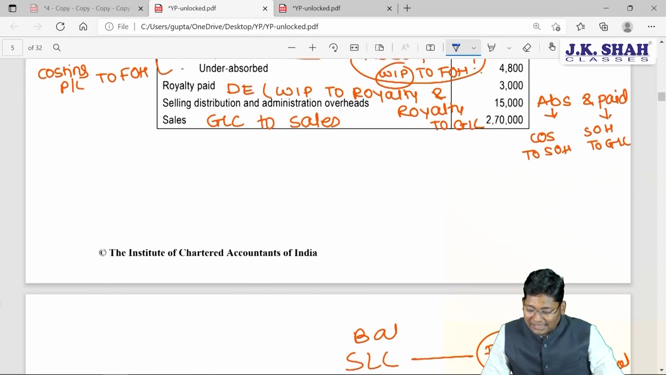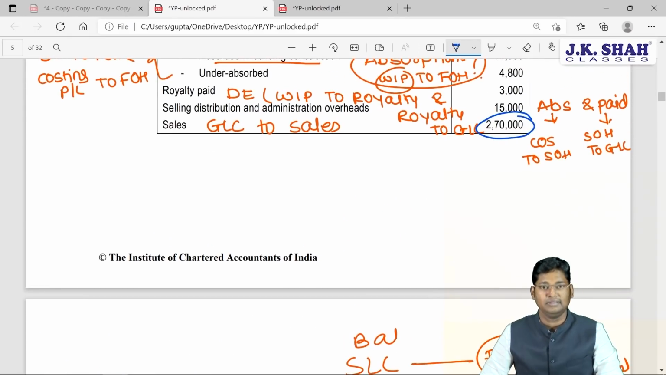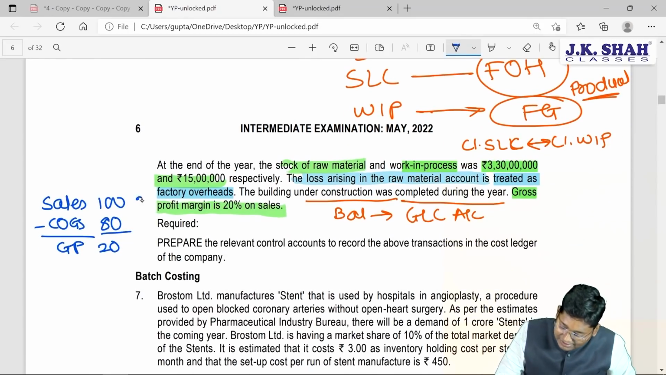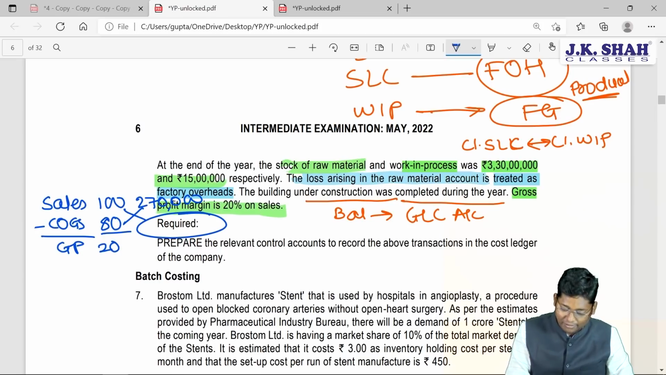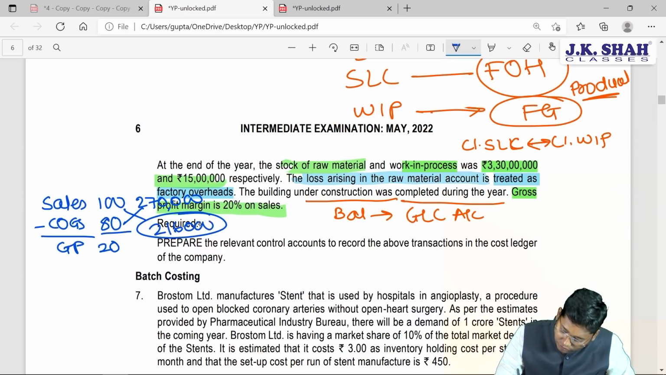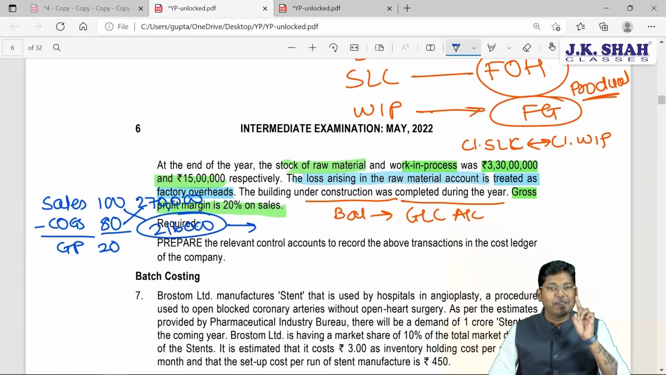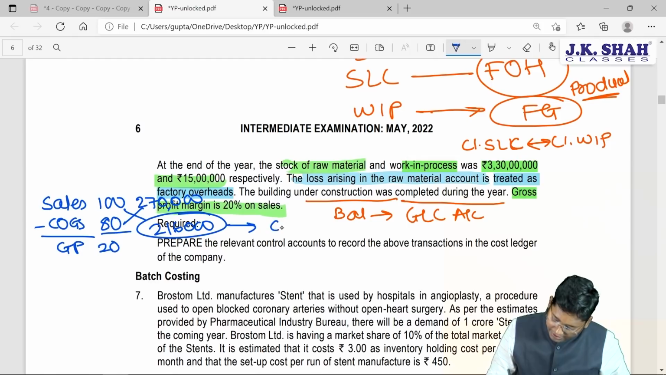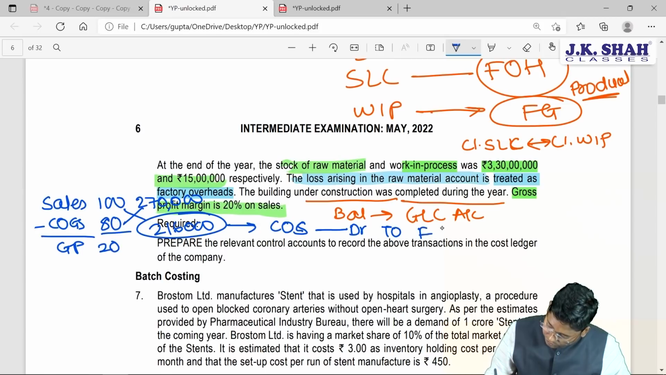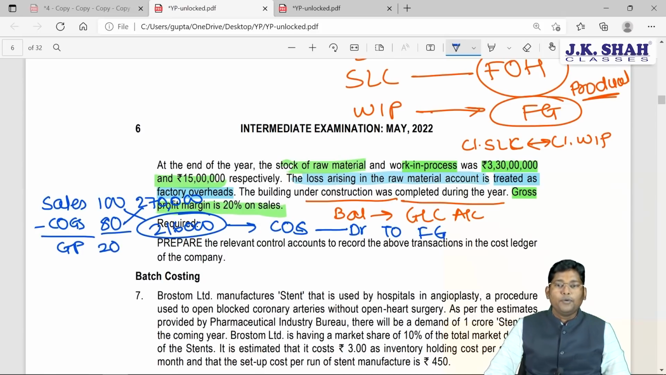Out of these three amounts, sales amount is available with us, and that is 2,70,000, correct? If sales is amounted to rupees 2,70,000, we can easily compute our COGS by cross multiplying. 2,70,000 into 80 divided by 100 is equal to 2,16,000, and 2,16,000 is my COGS, which stands for goods sold at cost, and goods sold at cost journal entry is cost of sales account debit to finished goods account.